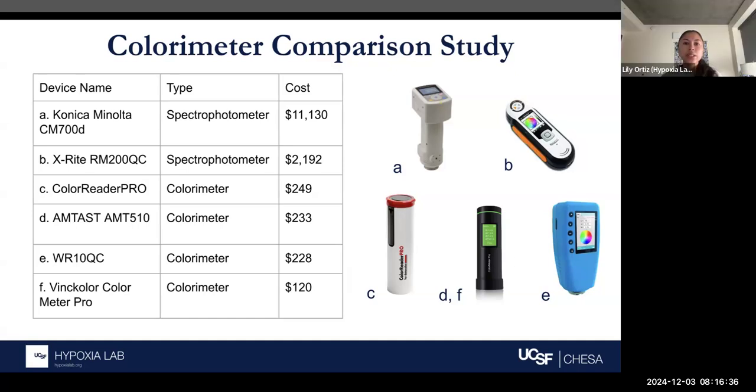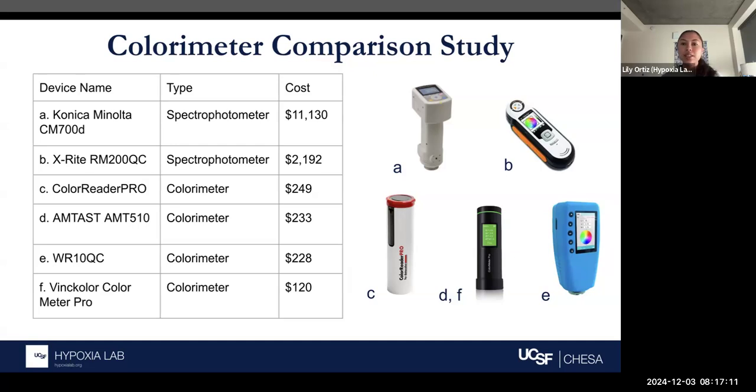Yeah, so you all know that there are devices out there that can measure skin pigment, but they do vary greatly in terms of cost, the technologies they use, and their overall general performance. So to better understand some of these differences, our team is evaluating these 5 devices that you see here on the screen: the X-Ray RM200QC, the AM510, the WR10QC, and the ColorMeter Pro, with the relatively well-validated Konica Minolta CM700D as our reference.